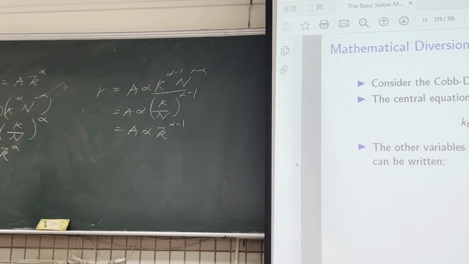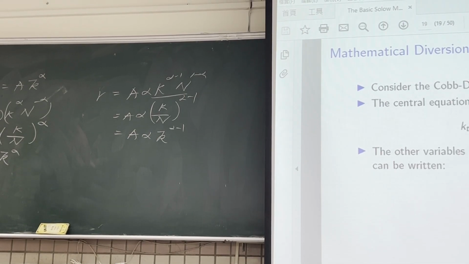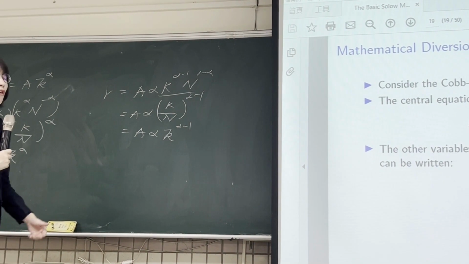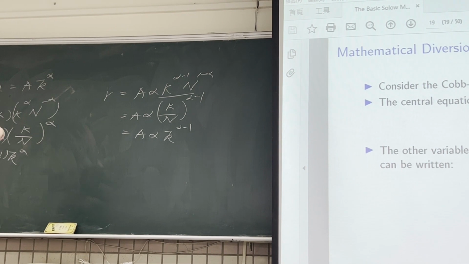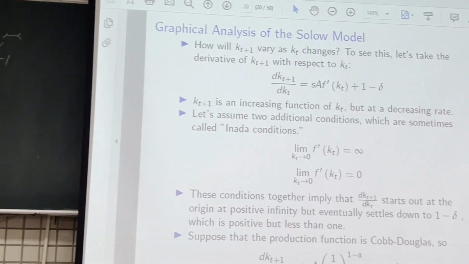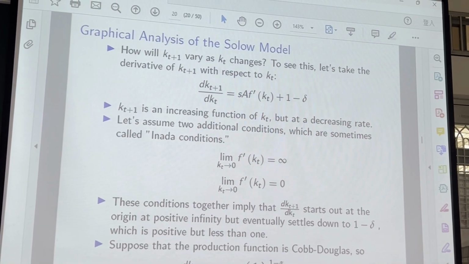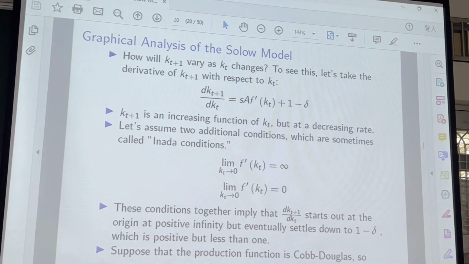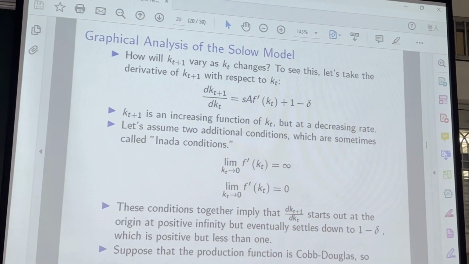Once you know the time path of KT, the capital per worker's time path, you can use the other equations to solve for Y, C, I, R, and W. So they just describe the equilibrium of the Solow model. All right. So next, I would like to show you how to use a graph to analyze the dynamic path of the Solow model before we jump into the mathematical technique.